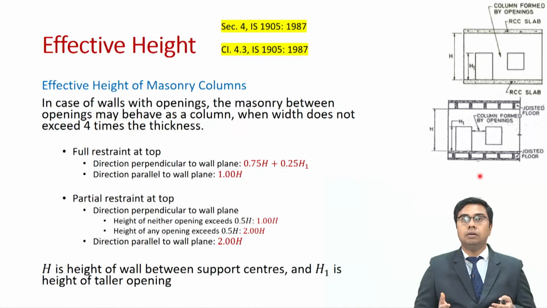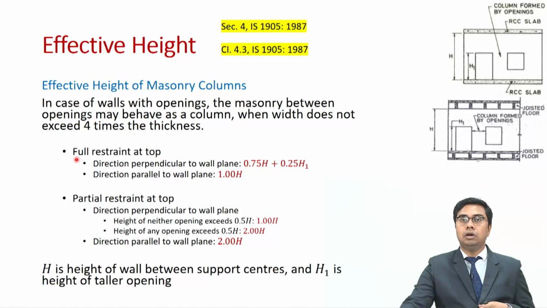Now, what are masonry columns and how are they different from masonry walls? More or less they are alike. However, it depends on the geometry. If the width of the masonry member exceeds 4 times the thickness, then we call those things to be masonry walls, and if the width or the length of the wall is less than 4 times the thickness, then we call such elements to be masonry columns actually. And in case of masonry columns, it depends on the restraint at the top.